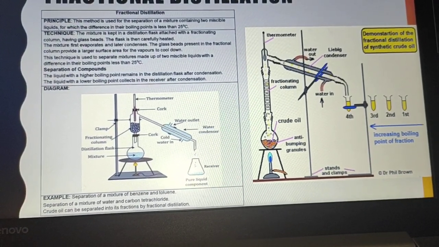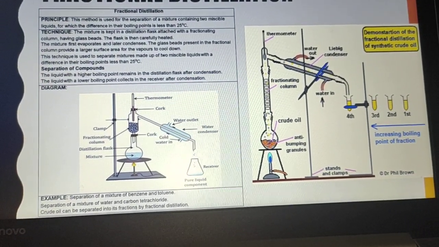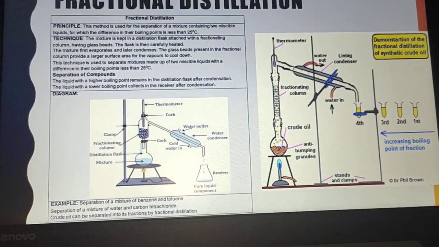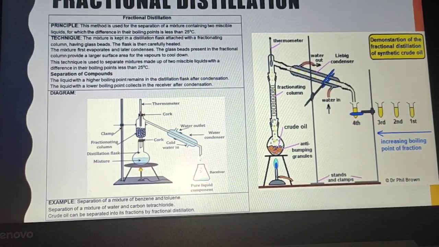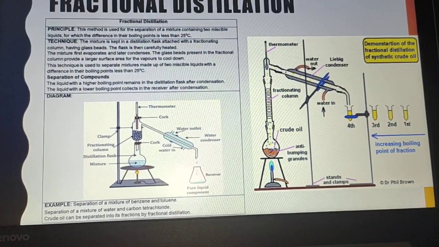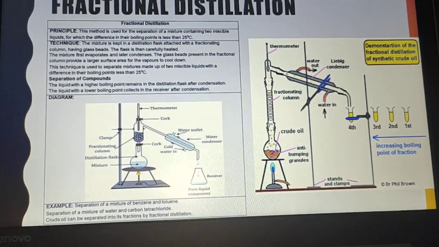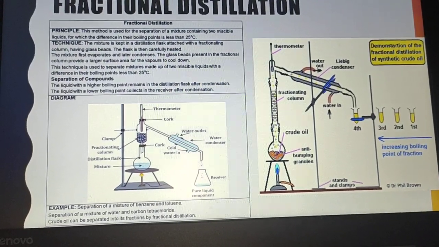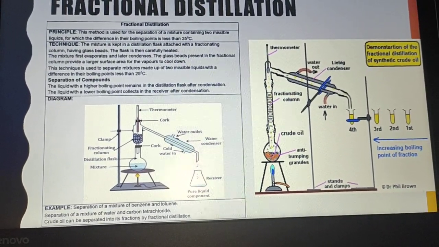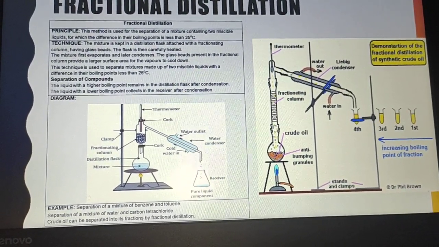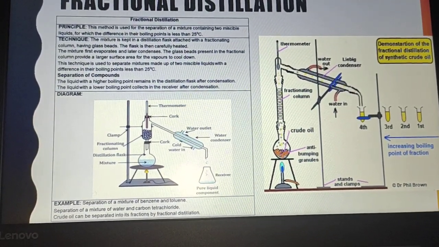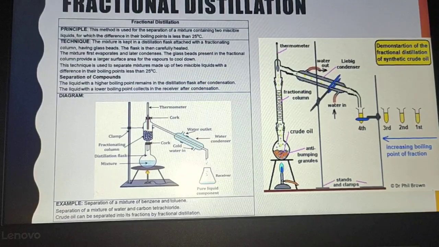So here we are using the fractionating column having glass beads. I mentioned in the technique glass beads, or you can use borax beads, which you use in your higher studies. The flask is then carefully heated. The mixture first evaporates and later condenses. In the earlier setup the evaporation and condensation take place without the fractionating column, so here one addition is there. The mixture first evaporates and later condenses.